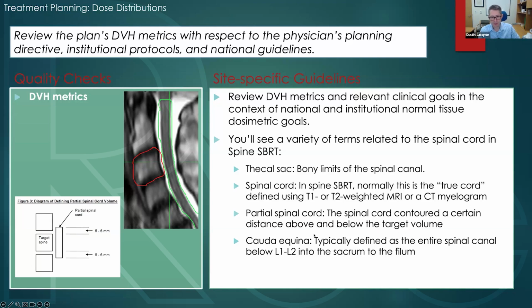metrics to. And finally, the cauda equina. In most spine SBRT, it's defined as the entire spinal canal. So cauda equina equals thecal sac for the purposes of spine SBRT planning. In most clinical trials, I have seen my physicians contour the cauda equina separately, but it gets more and more difficult to do that the lower you get into the pelvis. And so very often this is just drawn as the thecal sac and called the cauda equina. So this can be really confusing.